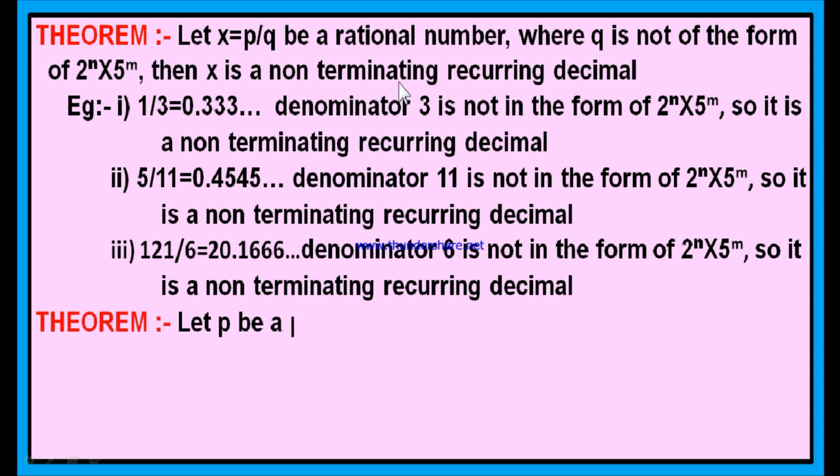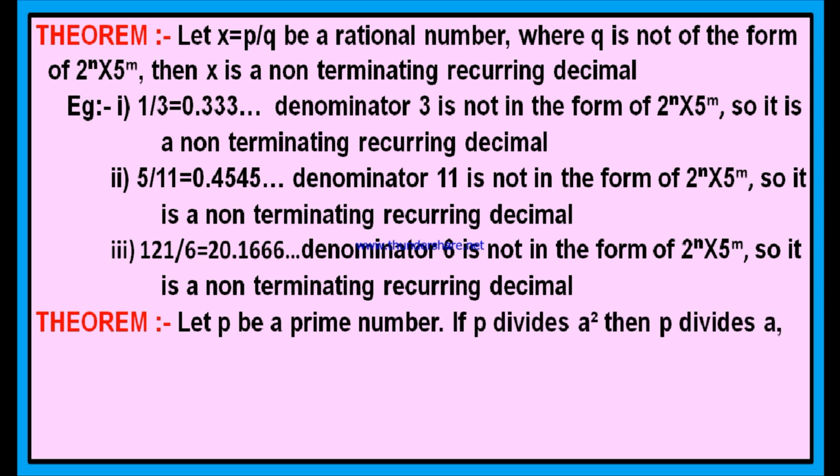Now another theorem. Let p be a prime number, and if p divides a square, then p divides a. I shall repeat, if p is a prime number, and if p divides a square, then p divides a. Here the condition is a is a positive integer.